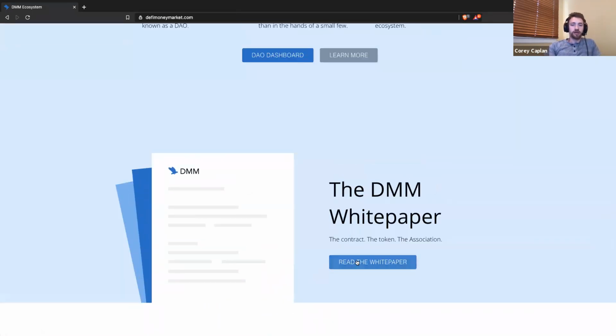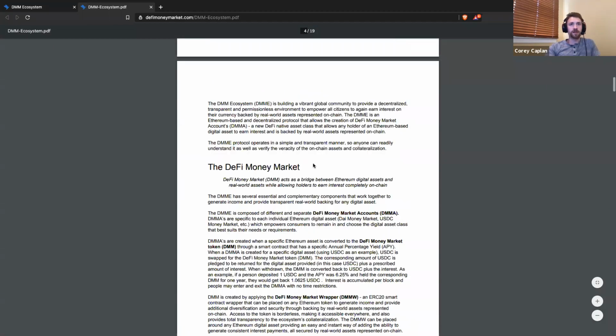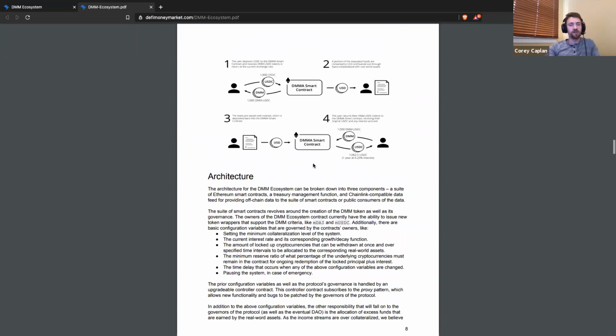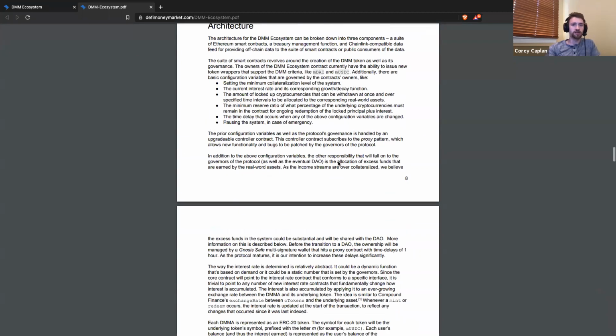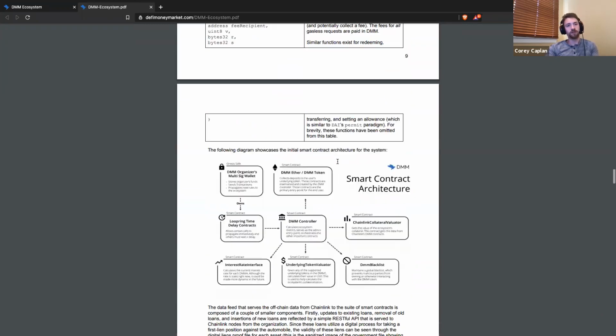If you're curious, there is definitely some more information in the white paper, which is, from an engineering perspective, more of like a reader's digest. If you go to the architecture section, you can see over here a bit more of how it works from a design perspective. And then there's also some basic information from a coding perspective as well.